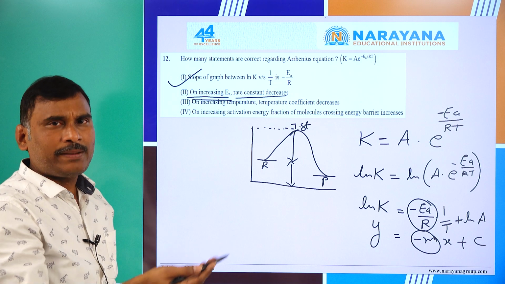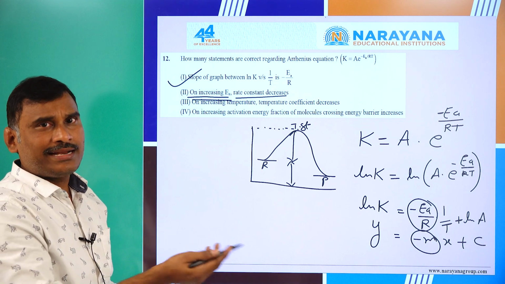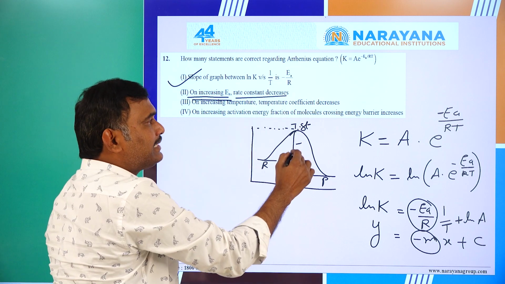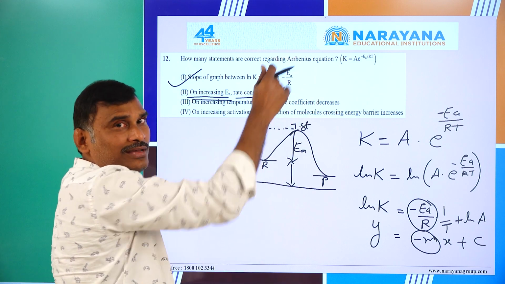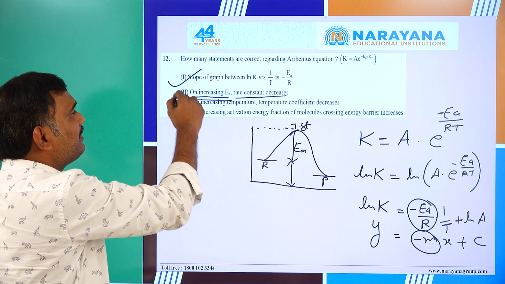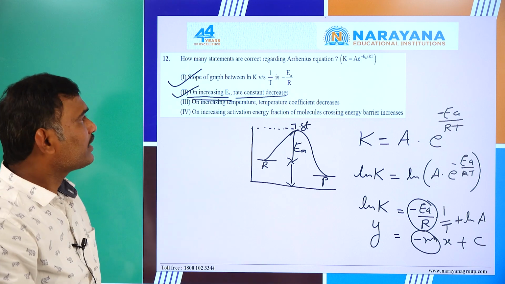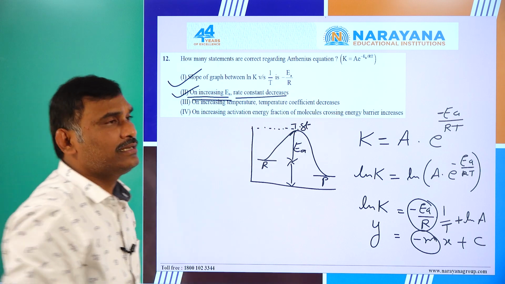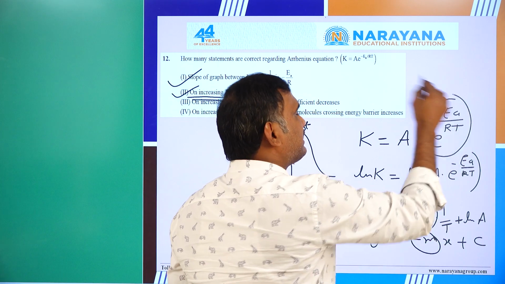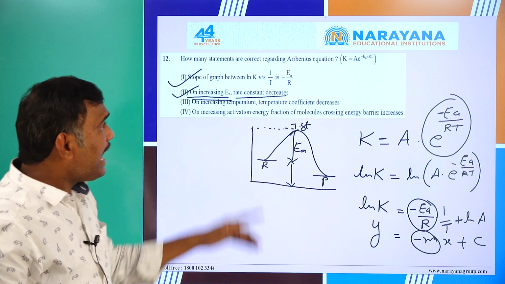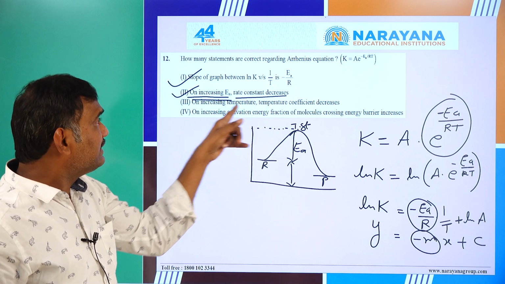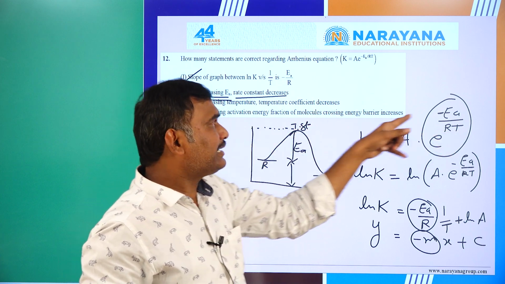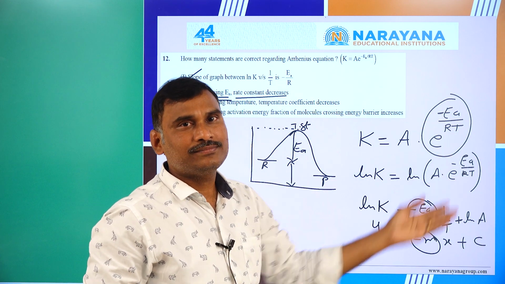Yes, rate is directly proportional to rate constant. So indirectly the rate constant will decide the rate of the reaction. So as the activation energy value increases, the reaction becomes slower. That is why the given statement again is right. On increasing the temperature, the temperature coefficient decreases. Just now I said, students, this is the temperature coefficient. As temperature increases, automatically the temperature coefficient value decreases.